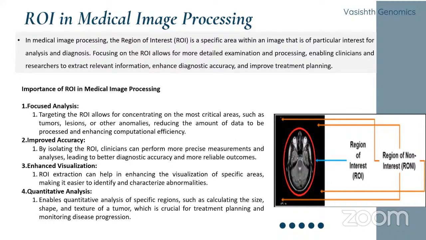And one more thing, in this particular case it is a complete MRI, but the ROI can focus on any particular area. And then it can be highlighted in a red color or green color. It depends on that.